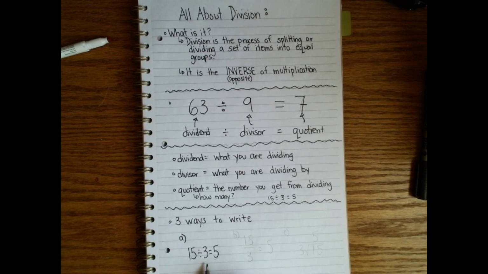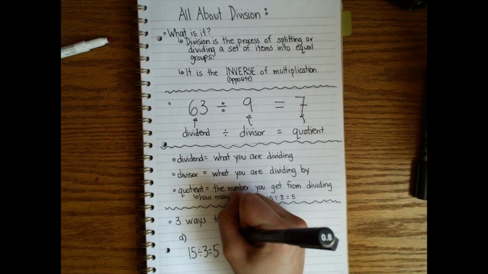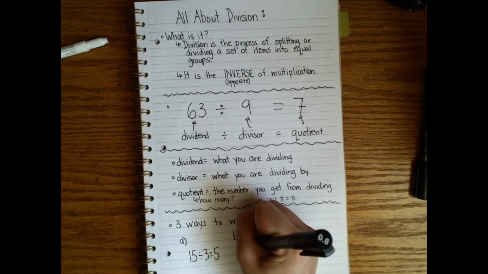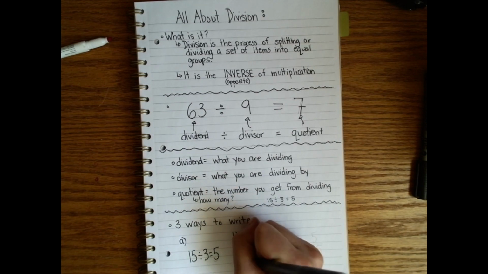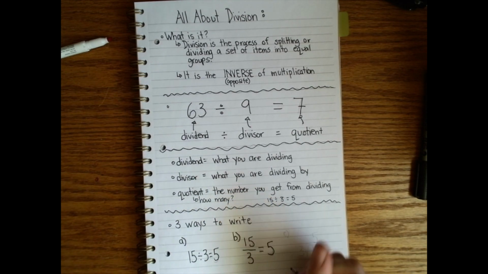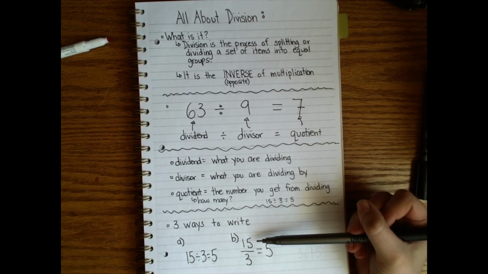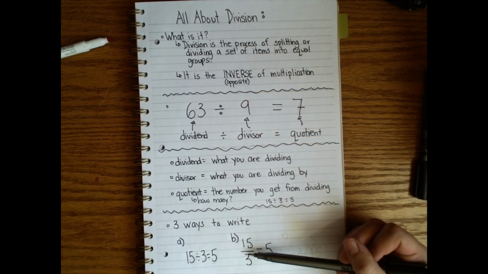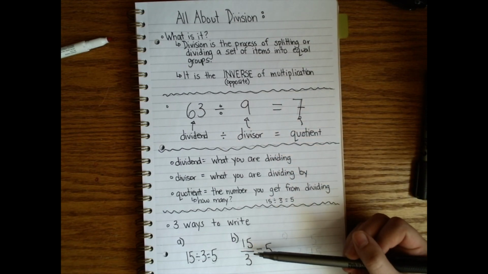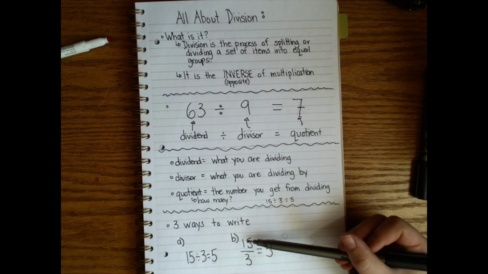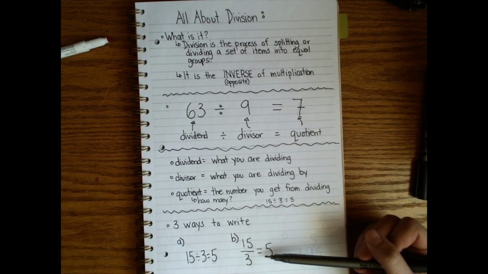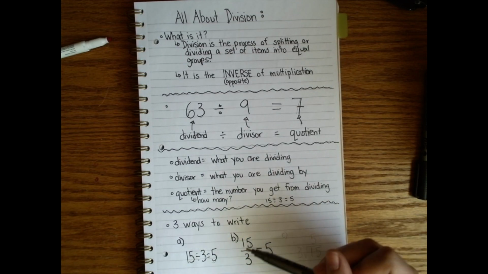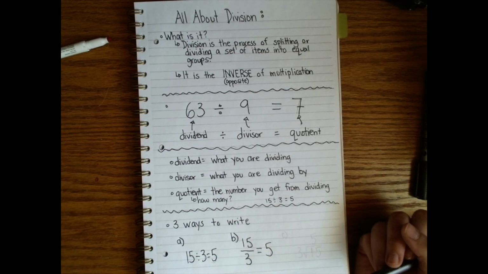Another way is like this. In this case, our dividend is on the top. This line is the same as a division sign. It means the same thing. 15 divided by 3 is equal to 5. Our dividend divided by our divisor equals our quotient. You might notice that this example kind of looks like a fraction, which it is. Fractions are examples of division. Division and fractions are very much related.